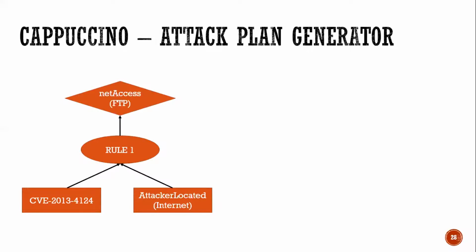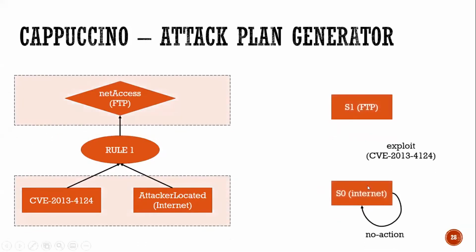So let's see how the states can be extracted from the attack graph. There were fact nodes which show that the attacker was at the internet initially, and the next privilege node that he gained was network access on, say, another machine, FTP. So there are two things that the attacker can do when he is located on the internet. Either he can take no action or he can exploit this vulnerability. Let's say the CVE ID of this vulnerability is CVE-2013-4124. So these will be the states that we can extract from the attack graph to be used in our Markov game or our Markov decision process.